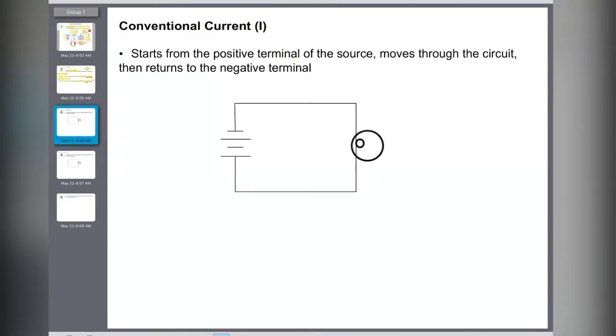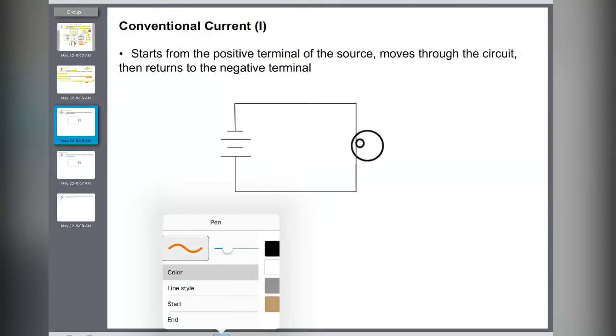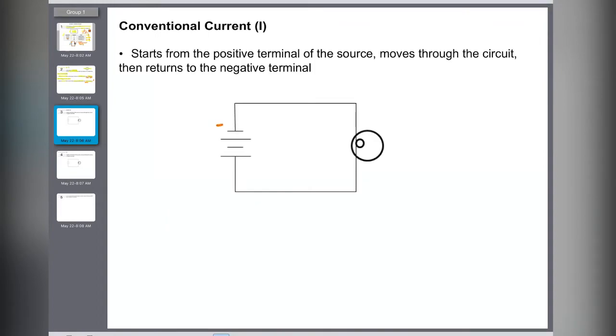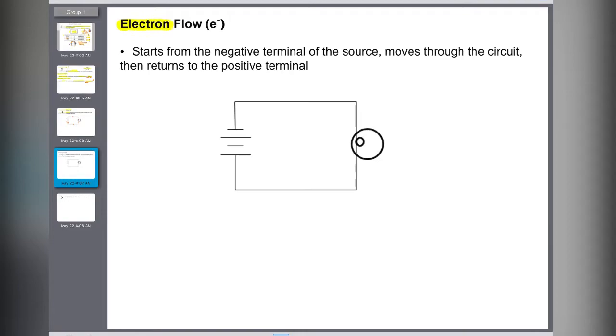All right, so conventional current. These are drawing pictures. Remember how we have short is negative and long is positive? When we're saying how conventional current is moving, it starts from the positive. Current has a symbol of I, so it comes this way, goes around, and comes back to the negative terminal. But if we talk about electron flow, it starts from the negative terminal. So electron flow goes this way and they go around the circuit like this.